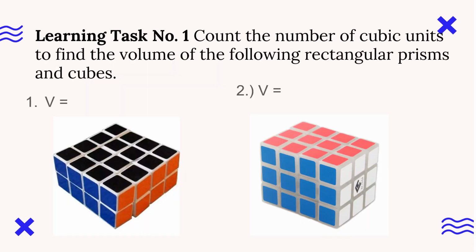Tignan naman natin itong learning task 1. Count the number of cubic units to find the volume of the following rectangular prism. So, rectangular prism or cubes. Tingnan natin. Since hanapin na natin ang length and the width, the height. So, length. 1, 2, 3, 4. So, 4 times 1, 2, 3, 4 times 4 times yung height. 1, 2. So, times 2. 4 times 4 equals 16 times 2 equals 32 cubic units.